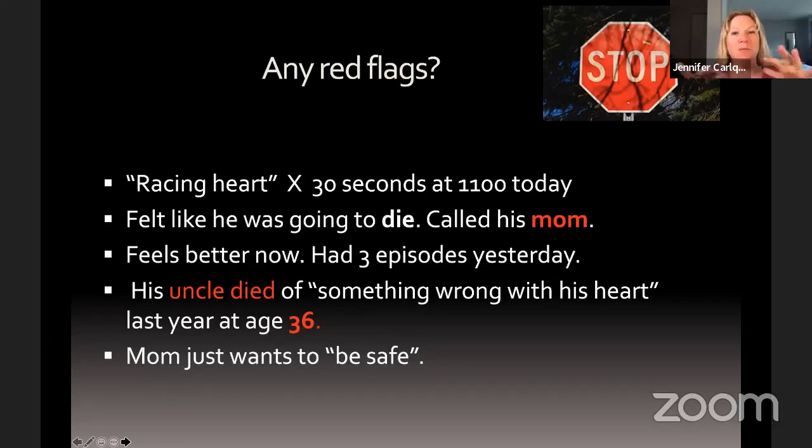But for a young teen to call their mom and ask to be picked up, it's a red flag for me. And unless they're having a complete meltdown or anxiety attack, if a teen says they feel like they're going to die, that's also a red flag for me. The other thing that's super huge is their uncle died of something wrong with his heart at age 36. So David, when you hear that, what do you think of?